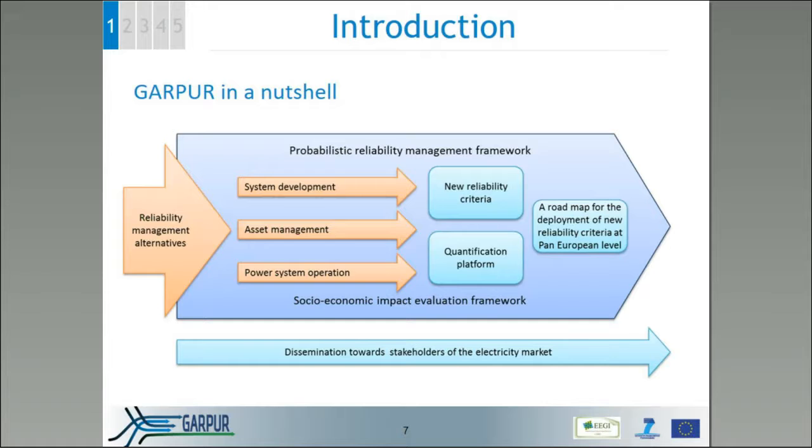Covering these aspects, we are setting up a probabilistic reliability management framework, as indicated here on top of the figure. We also set up a socio-economic impact evaluation framework. These two frameworks are adapted to system development, asset management, and power system operation through TSO-led work packages, leading to our proposed new reliability criteria. Also, a quantification platform is developed for testing the new criteria towards N-1, and a roadmap for the deployment of the new criteria is being developed. And also, of course, dissemination towards stakeholders of the electricity market is important, just like here today.